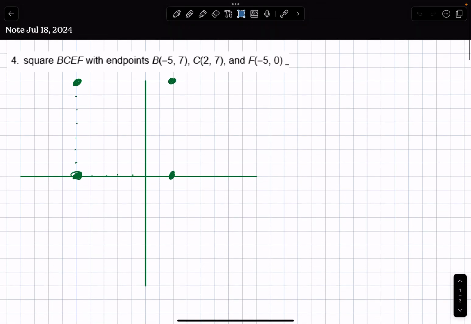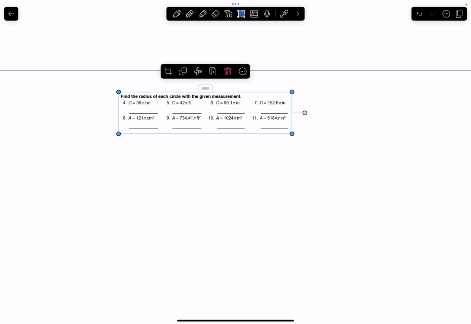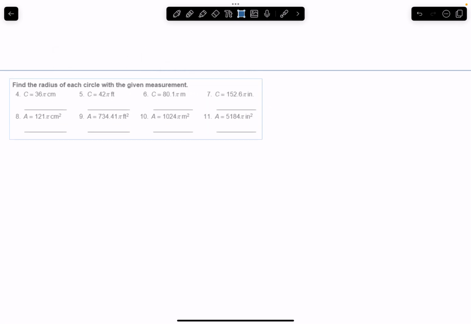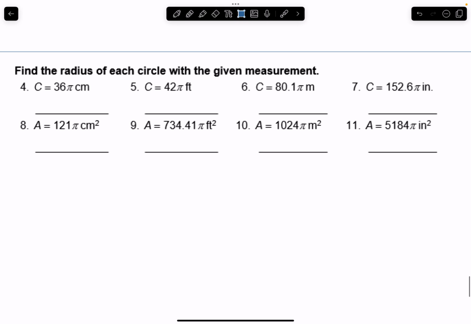Nope. Let's go back. I need a note that's blank. Here we go. So we're going to start here. And these are some of the problems we're working on. And we're going to start with the first one, number 4. And number 5, 6, and 7 is just like number 4. So here's number 4.